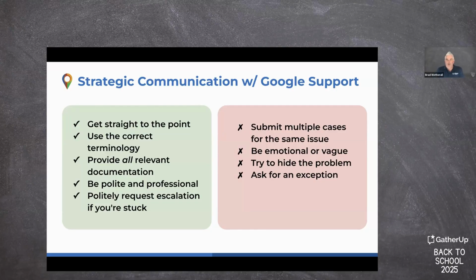Don't be emotional or monologue. Like any Incredibles fans out there, you got me monologuing. So don't be emotional, and don't try and hide the issue. If you were doing some naughty stuff, right? You're better off just explaining what you did and that you're not going to do it again, and then don't ask for an exception.